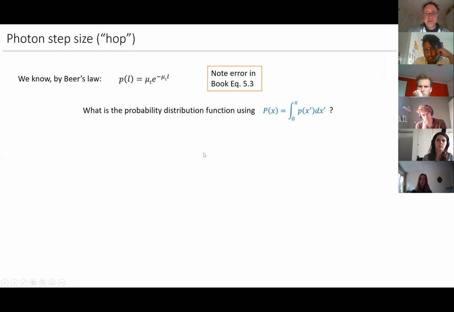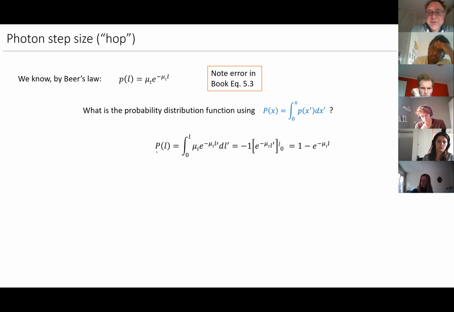So in this case, the cumulative distribution function P of L is the integral of the probability density function from 0 to L, and I've used L prime here as an integration variable. If you evaluate that from zero to L, then the answer is 1 minus exponential of minus mu t times L. Right? Yeah, so far so good.